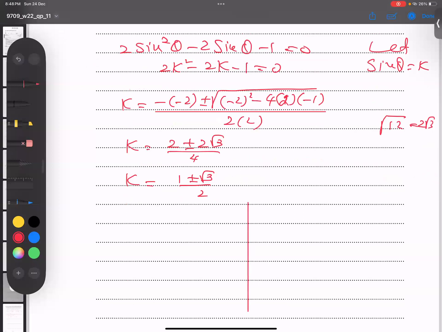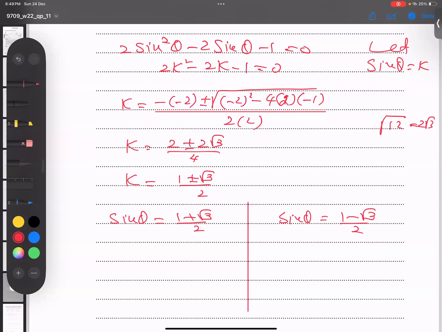But the thing is that here, sine theta, this k value will go there one by one. So sine theta is equal to (1 plus root 3) over 2, and sine theta is equal to (1 minus root 3) over 2. Okay. So one minute, let me recheck once finally, and then I will show you. So wait a minute, please. Yes, 2 root 3, correct.